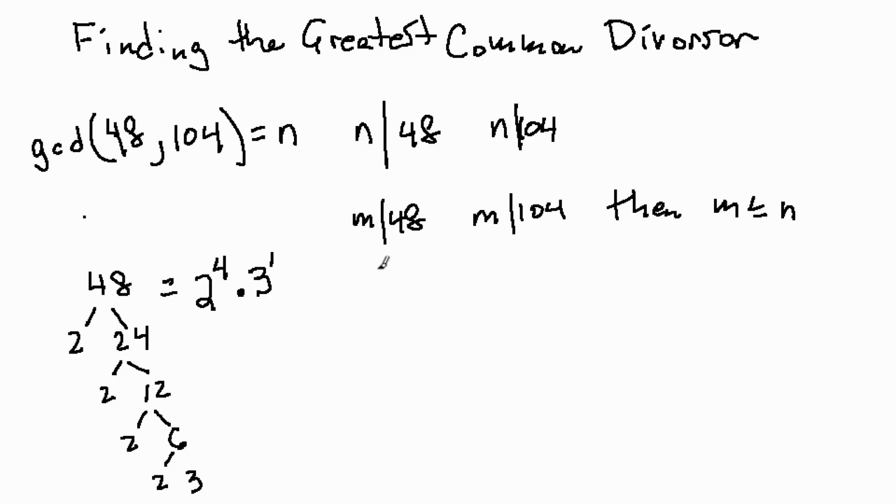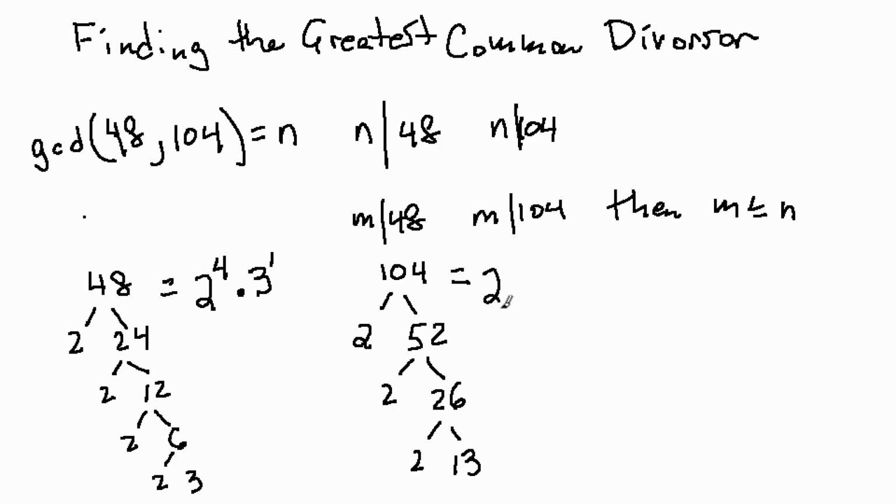If I come over here and I want to do the same thing for 104, well, 104 is 2 times 52, and 52 is 2 times 26, and 26 is 2 times 13. So this is equal to 2 to the 1st, 2 to the 2nd, 2 to the 3rd, times 13.